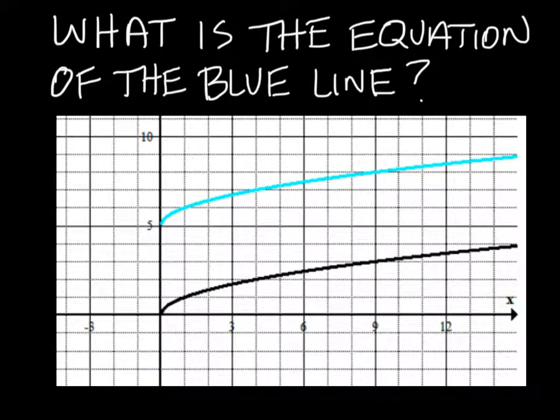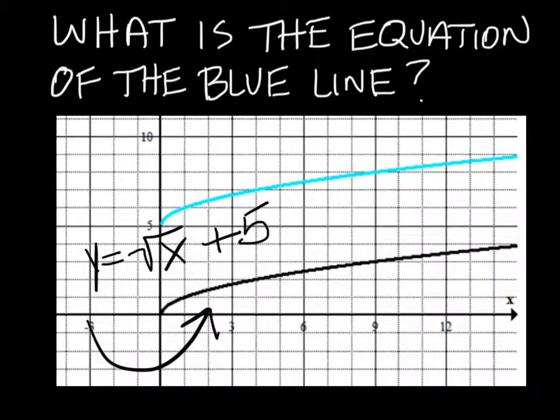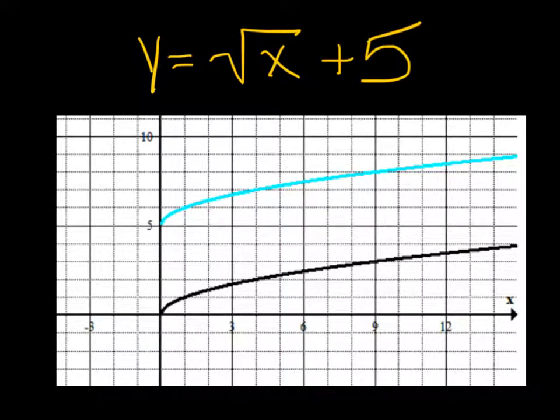What is the equation of the blue line? So here's what we know. We know that we have y equals the square root of x for this black one. But now what do I have to do to that in order to move it up 5? What do we do to move something up 5? Add 5. So we'll add 5 just like that. And that's it. Y equals the square root of x plus 5.